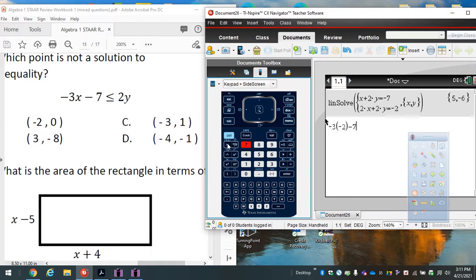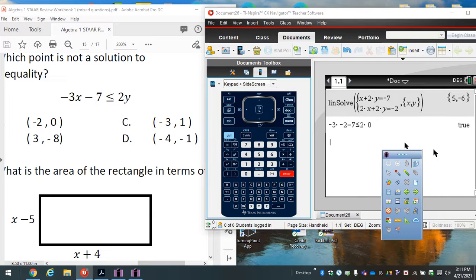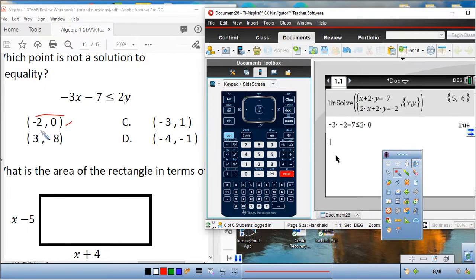The inequality stuff is right here. Control, equal sign, it gives you all the inequalities. This one here, and then 2. Look, every time I have an x or a y, I'm going to put parentheses around it. Now, enter. Oh, it says true. Huh. So that's my answer? Oh, great. It says not the answer. Wrong.